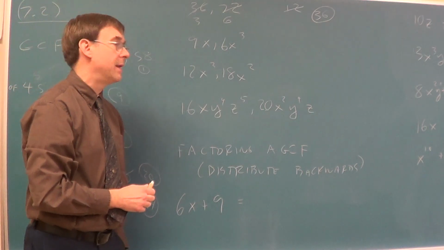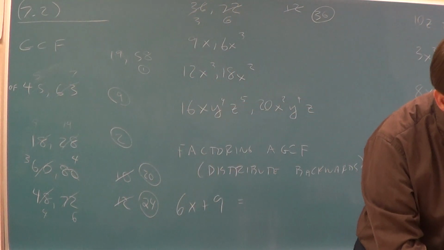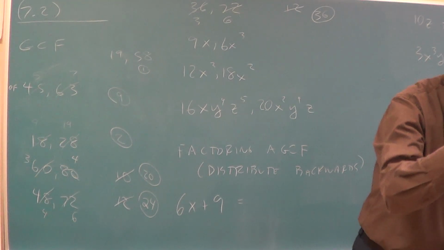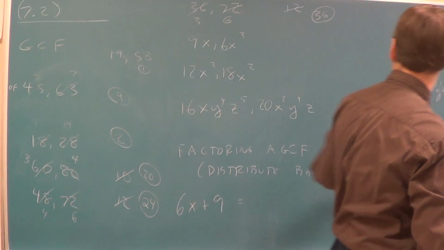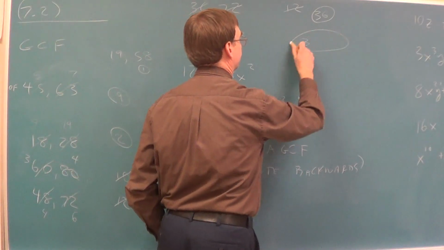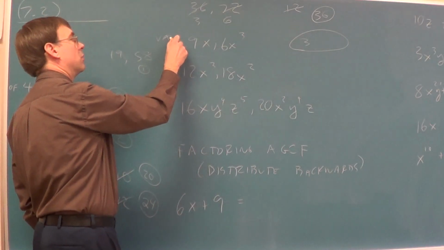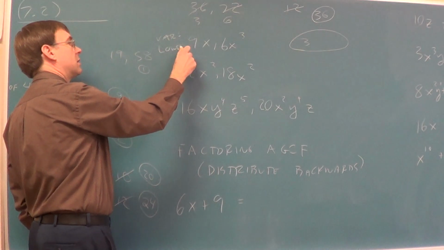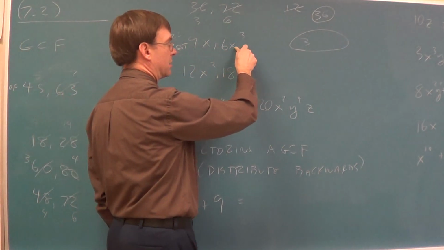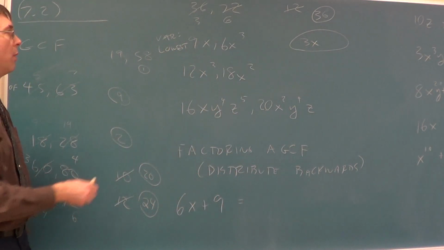Then we got something with a mix of numbers and letters. If we get a mix of numbers and variables, do the numbers the same way. So with 9 and 6, 3 is the GCF. And then here's what we're going to go for with the variables. When there's variables, you want to pick the lowest that you can see. So since this has an x, and this has a bunch of x's, take the x, because that's lower. Whatever the lower of the two is, take the lower one.